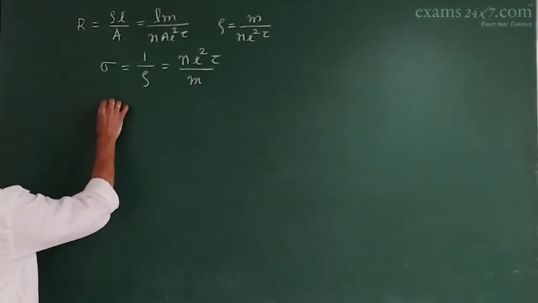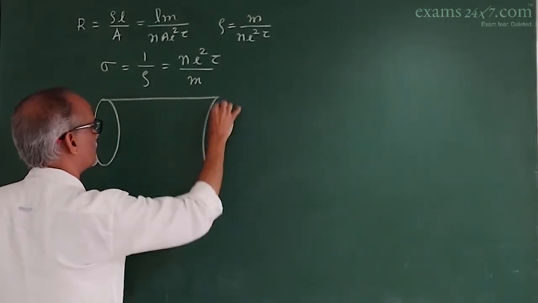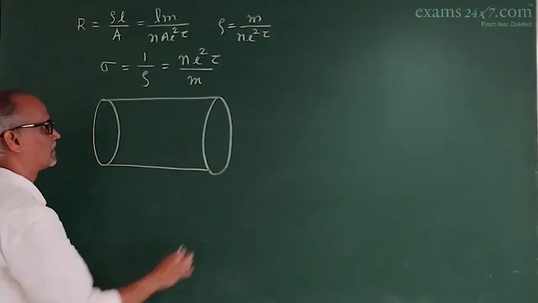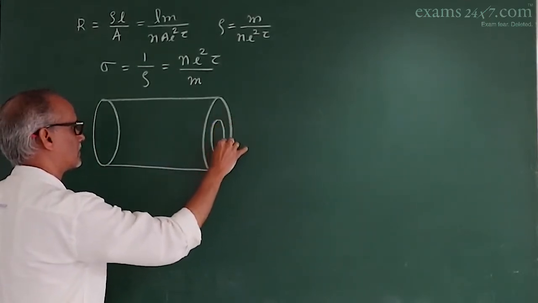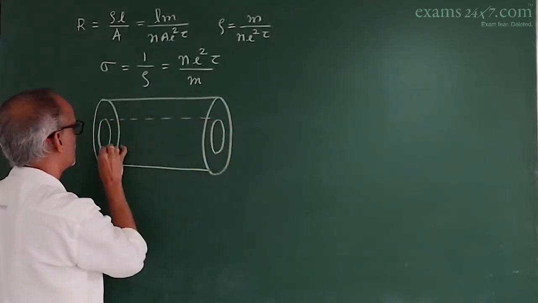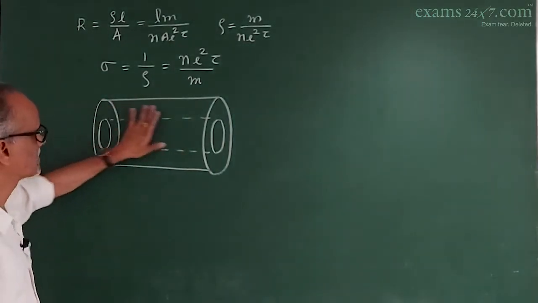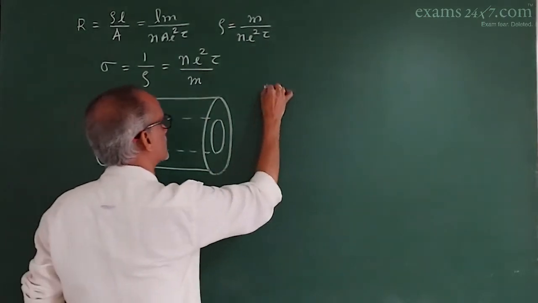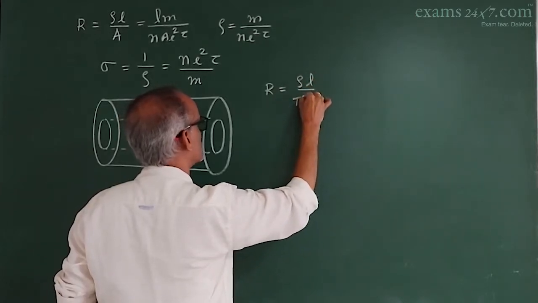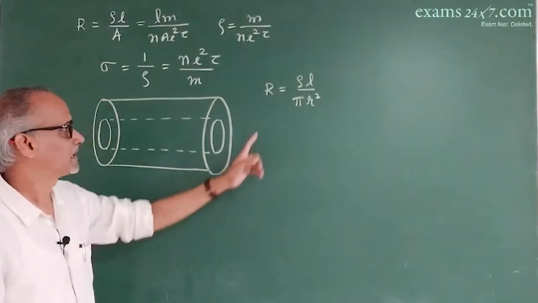Now if I take a wire which is hollow like this, not a solid wire. Suppose if it is a solid wire, then its resistance is given by rho L by A, where A is nothing but pi r square, because the area of cross section is a circle.